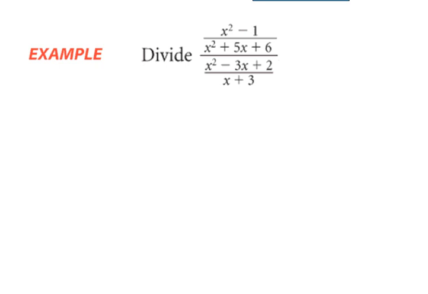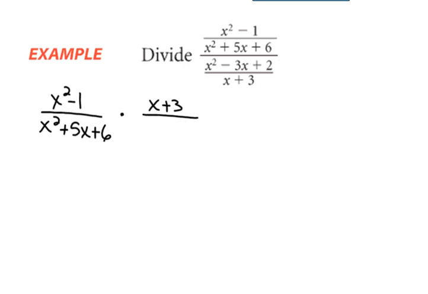Alright, our final example is a division problem with rational functions. And you remember that when we divide fractions, we multiply by the reciprocal of the denominator. So that's exactly what we're going to do here. We're going to have our fraction in the numerator, x squared minus 1 over x squared plus 5x plus 6. And we're now going to multiply that by the reciprocal of the denominator. So the x plus 3 comes up on top, and the x squared minus 3x plus 2 ends up on the bottom. Now we have a multiplication problem.